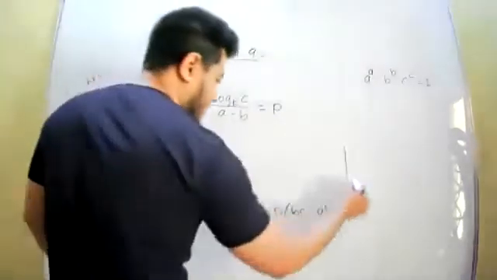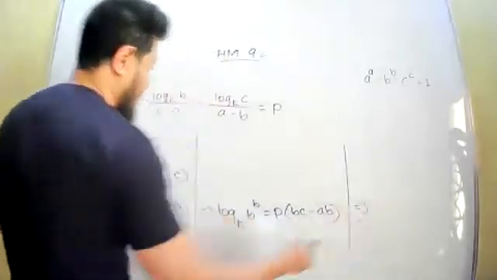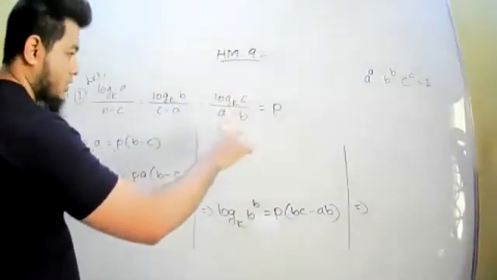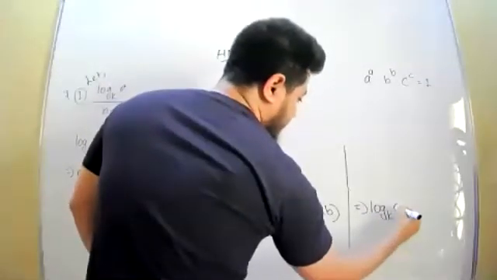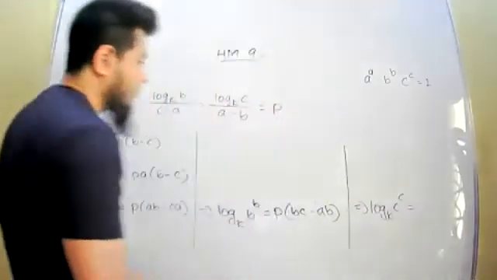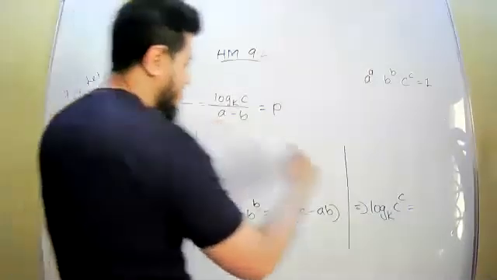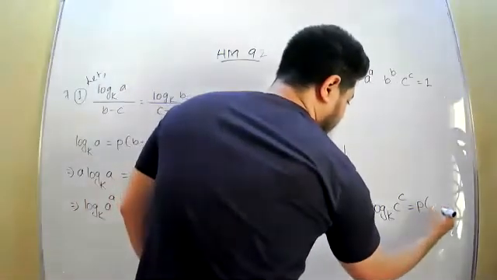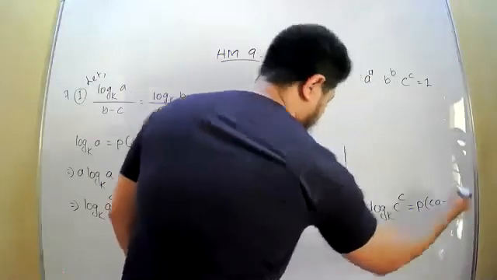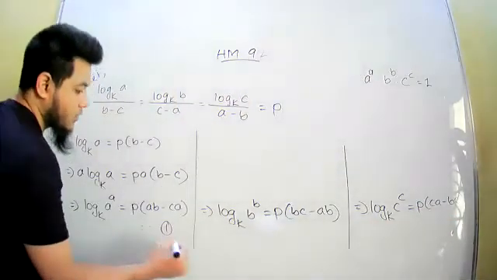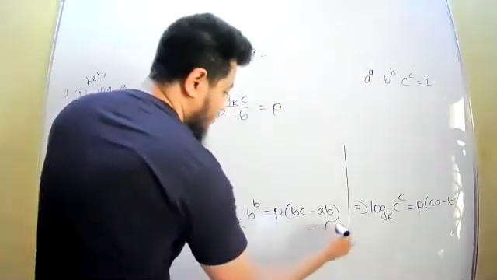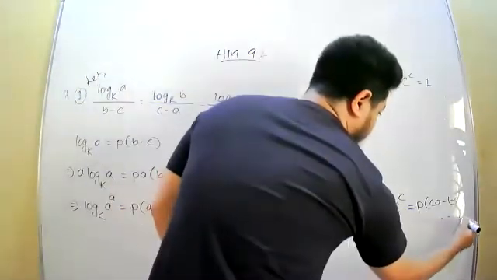Then you will get from here bc minus ab. Then from the third part, you will get log k base c to the power c. If you multiply c, it will be equal to p into ca minus bc. So we will get these three equations. We will consider them to be equation 1, equation 2, and equation 3.